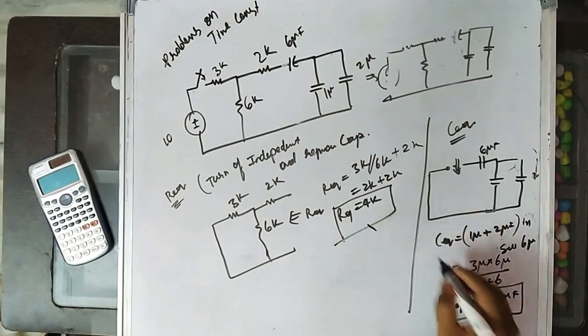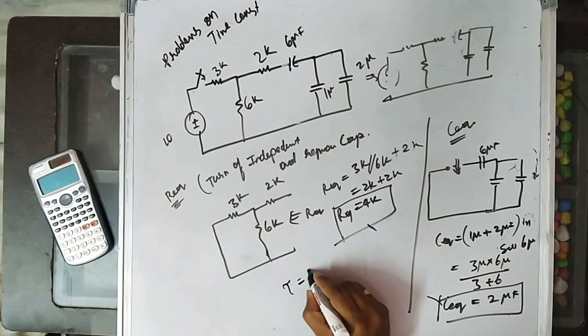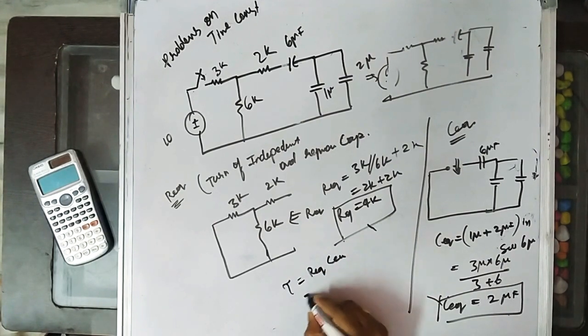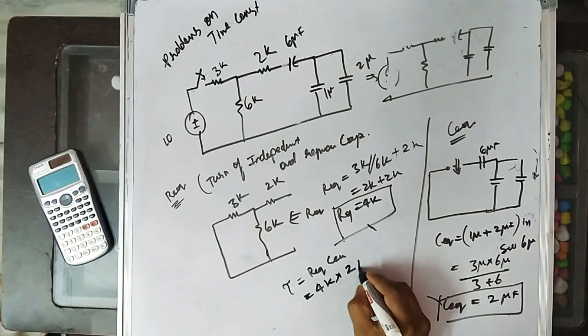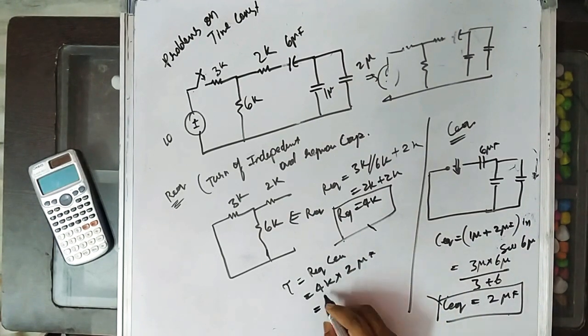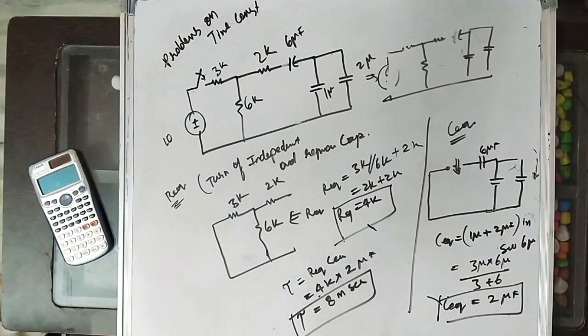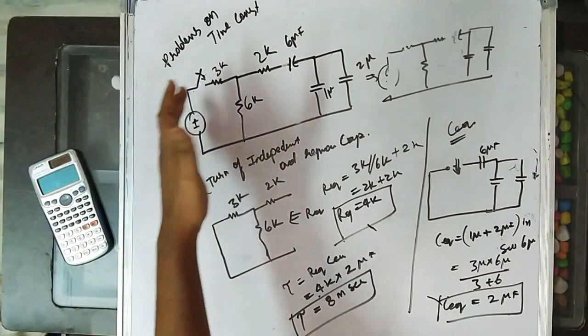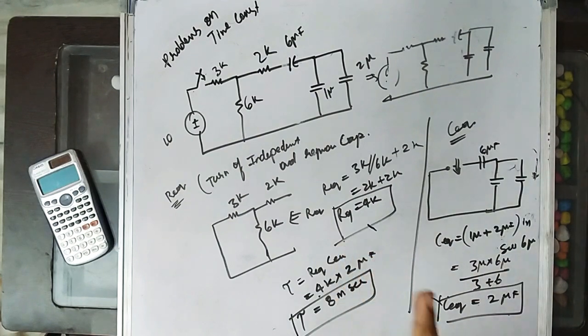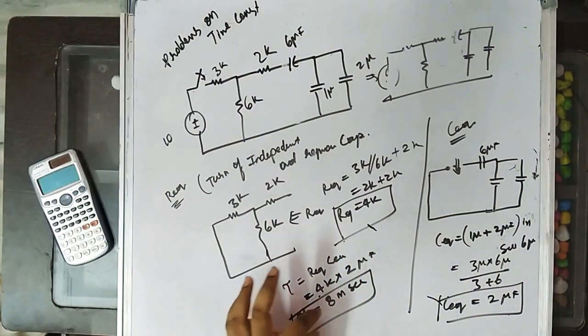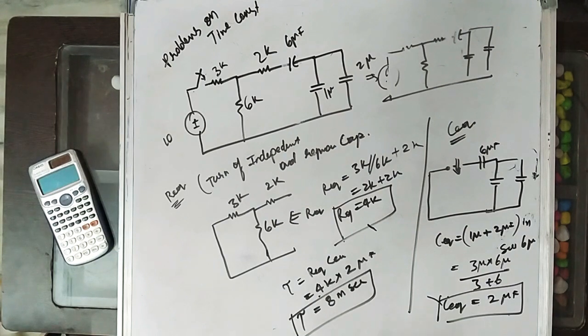Now you have R equivalent and C equivalent. Tau equals R equivalent into C equivalent, which is 4K into 2 microfarad. You will get 8 milliseconds. So tau equals 8 milliseconds. The time constant for the above circuit is 8 milliseconds. That means the value reaches 63.2% of its maximum value in 8 milliseconds for that circuit. You have to summarize that also.